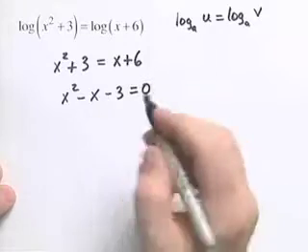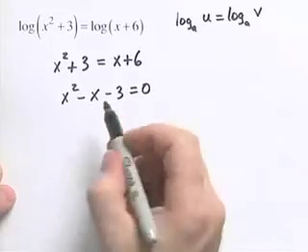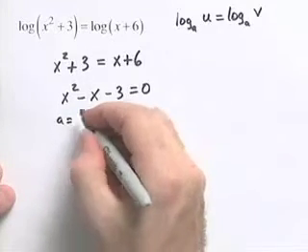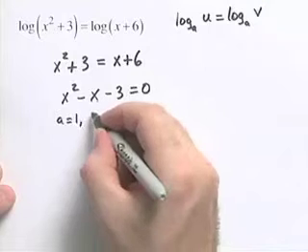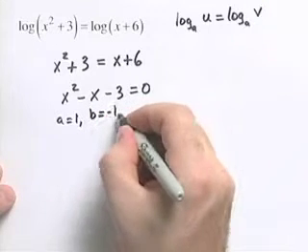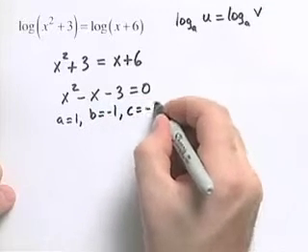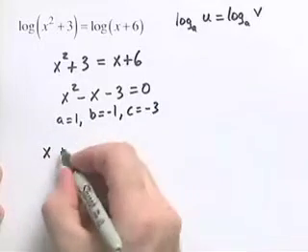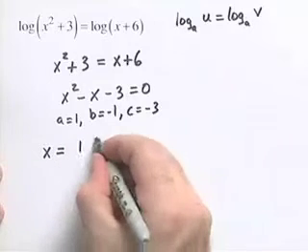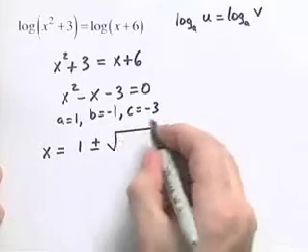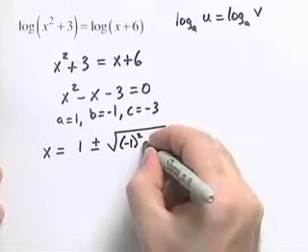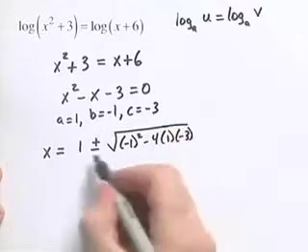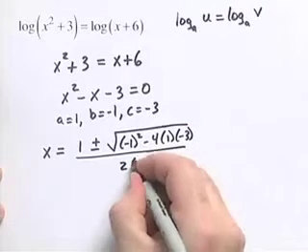We're going to solve this equation by factoring, if possible. We look at this, it doesn't appear that factoring will work, so we can use the quadratic formula. A equals 1, b equals negative 1, and c equals negative 3. If we plug these values into the quadratic formula, we get x is equal to 1 plus or minus the square root of negative 1 squared minus 4 times 1 times negative 3, all divided by 2 times 1.